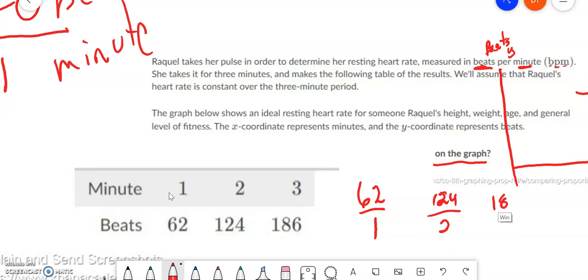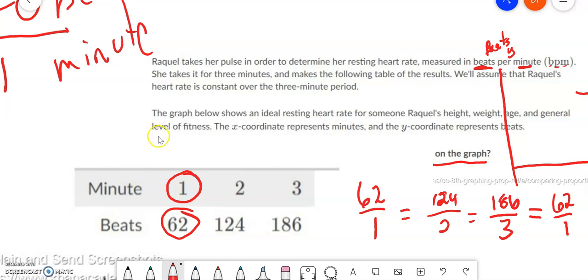Or 186 over 3 minutes. Well, each of these is equal to each other. If I take 124 and divide it by 2, I get 62. If I take 186 divided by 3, I get 62. So it's 62 beats per 1 minute. And I can see that here. Here's my beats, and there's 1 minute.